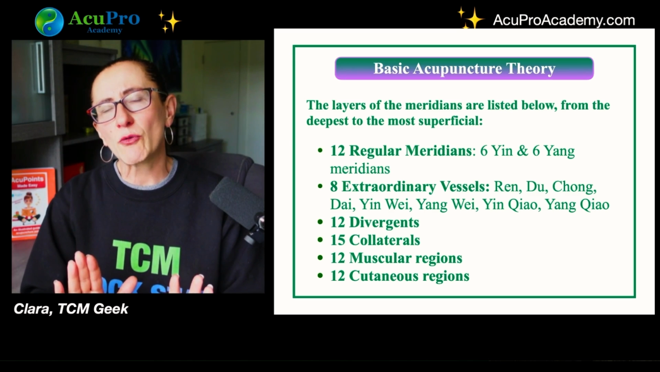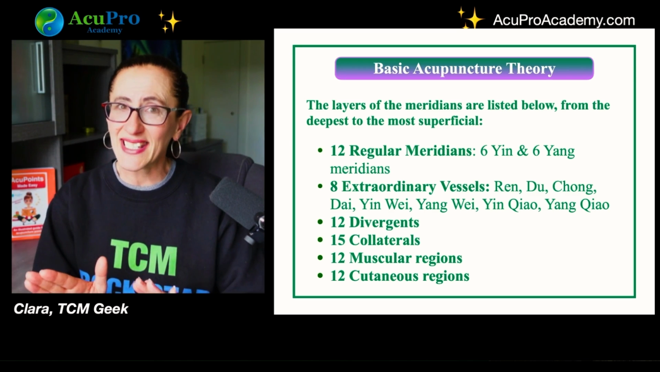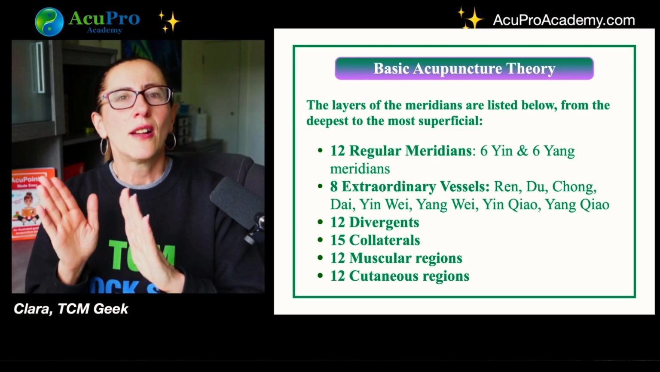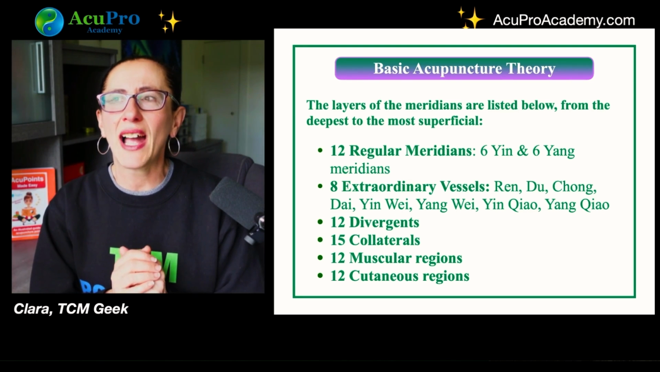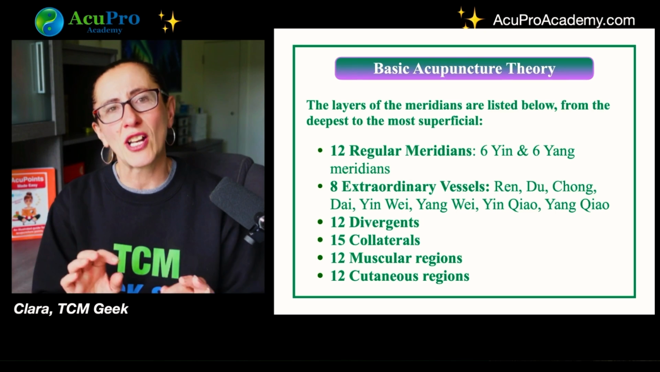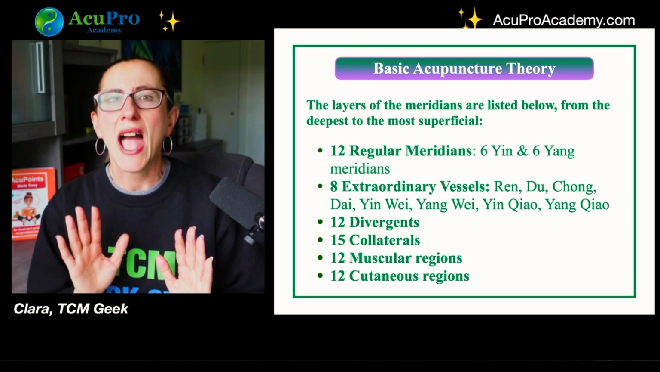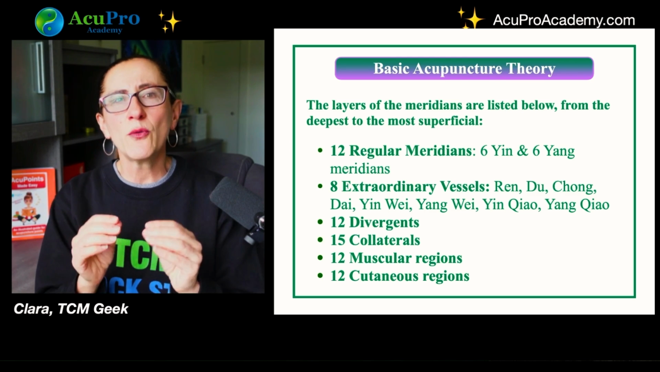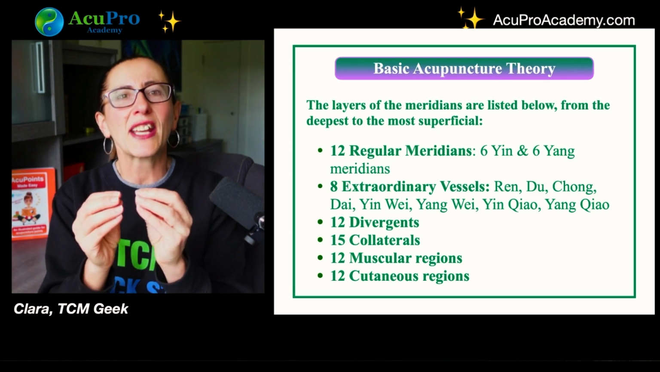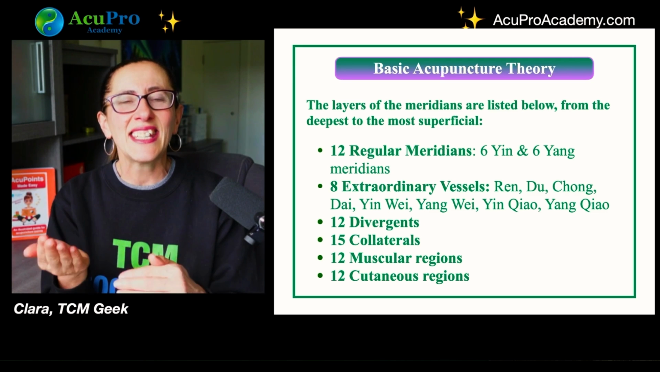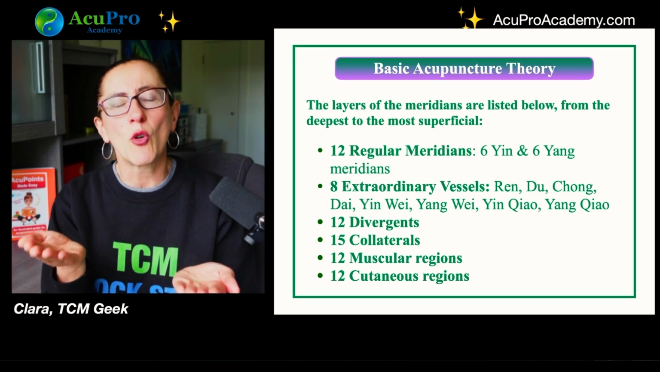The 15 collaterals, which are usually 15 or 16, do watch my meridian layer video explaining why they are 16 or 15, and I also have a video on the lower collateral specifically, so you can watch that. I'll put it in the link below as well. So the 15 or 16 collaterals connect the internal and external part of the body, but they also connect the yin and yang related organs or meridians.